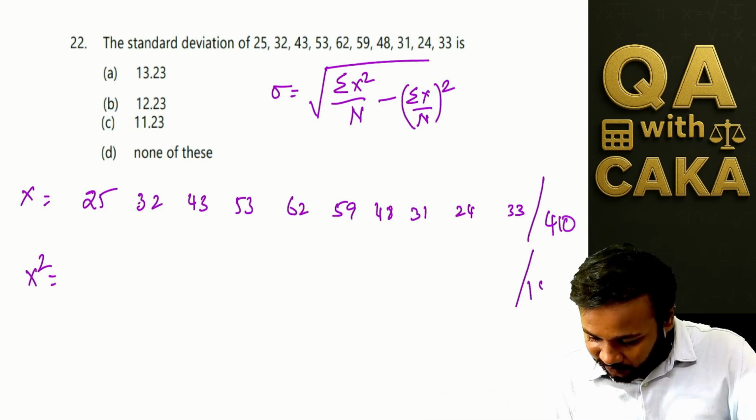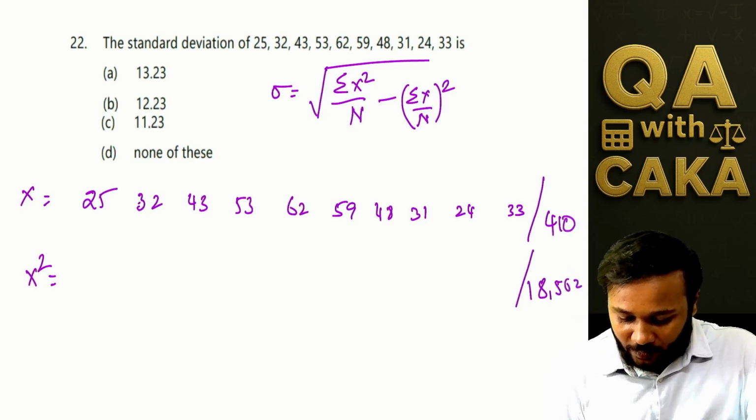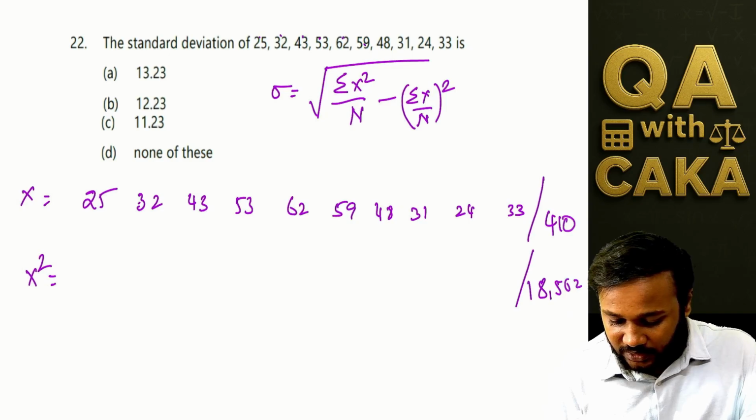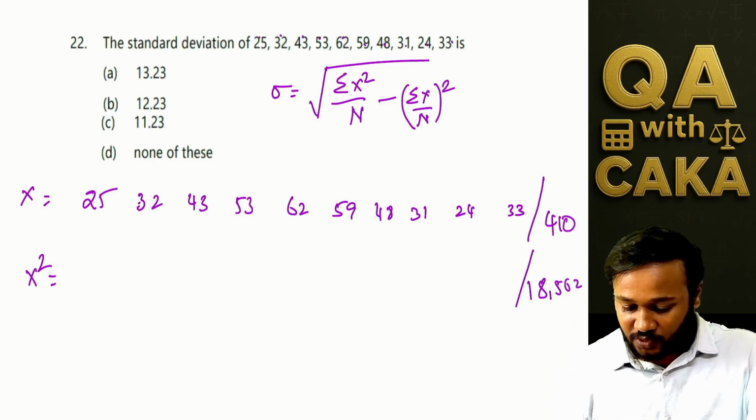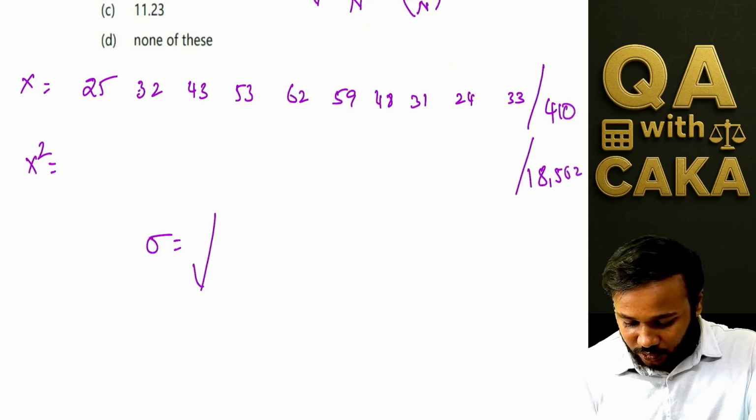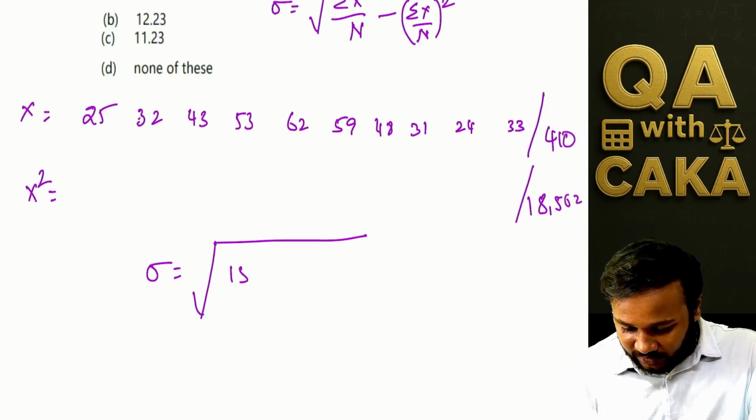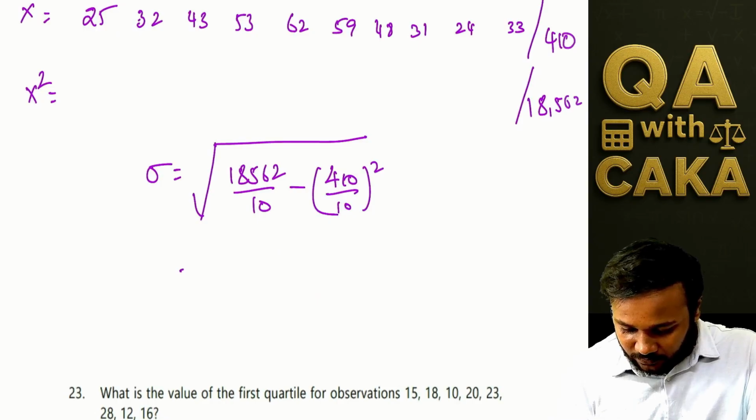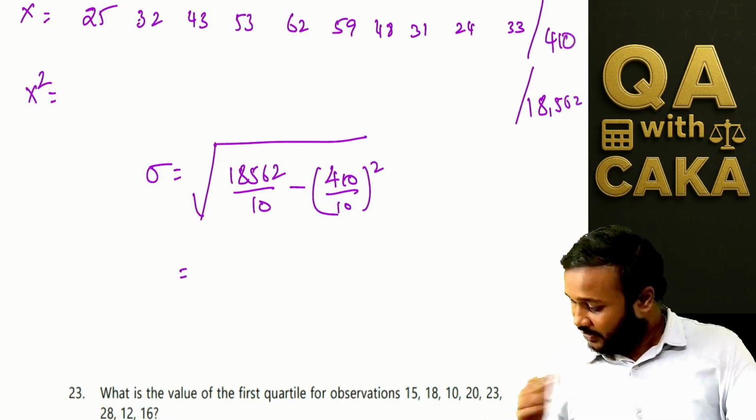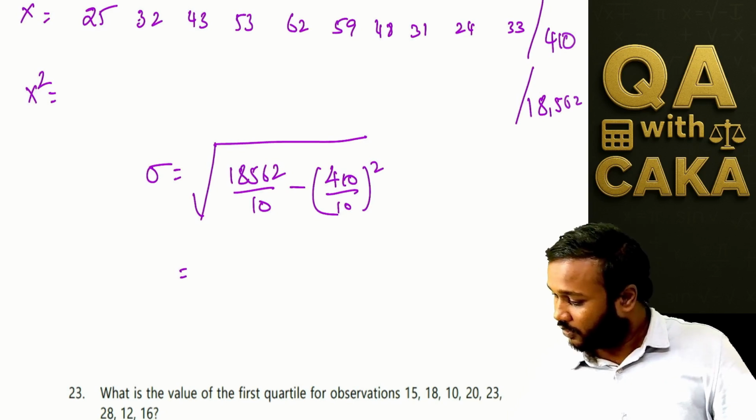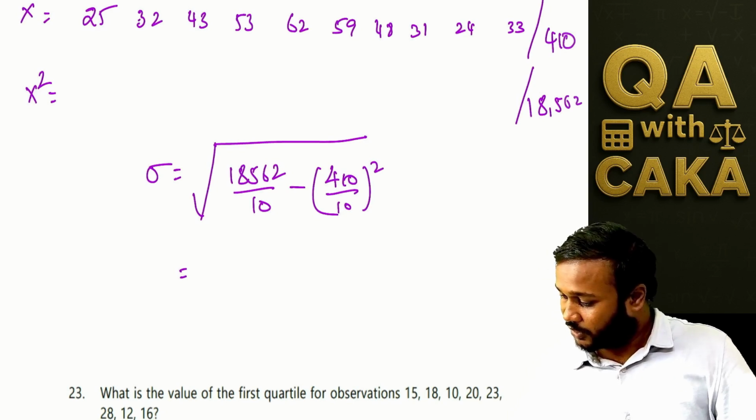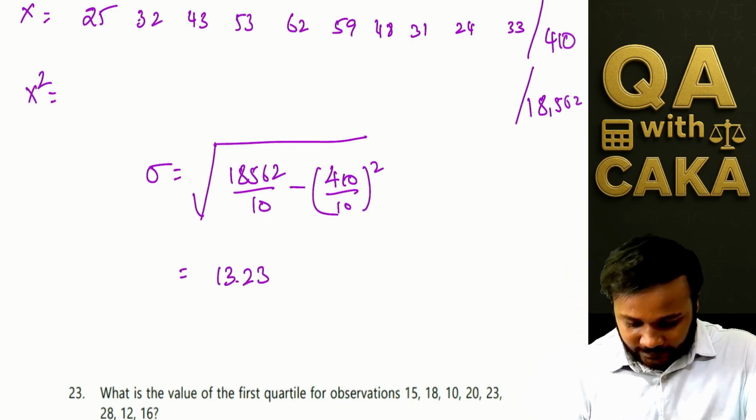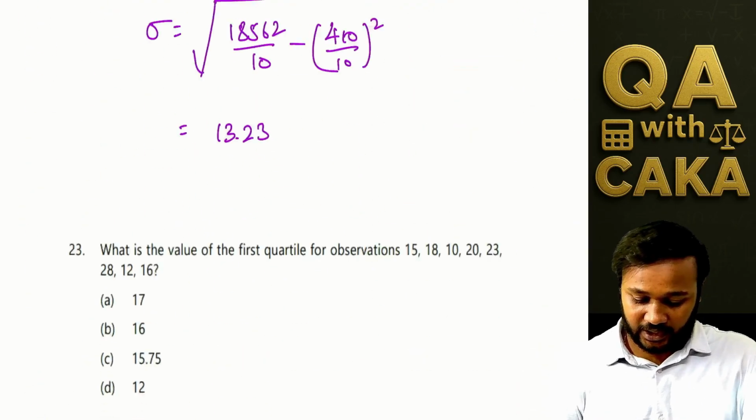You got the answer 18,562. How many are there, sir? 1, 2, 3, 4, 5, 6, 7, 8, 9, 10. There are 10 values. Just substitute in the formula, you'll get the answer. Standard deviation is equal to under root of summation x square, 18,562 divided by 10, minus 410 divided by 10 whole square. When you solve this, 41 into equal to, minus 1856.2, square root, 13.23. I'm getting the answer. Is that option? Yeah, option A is the right answer.